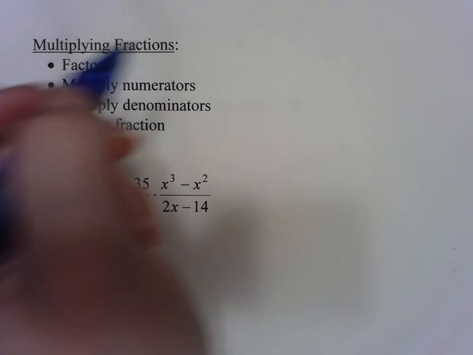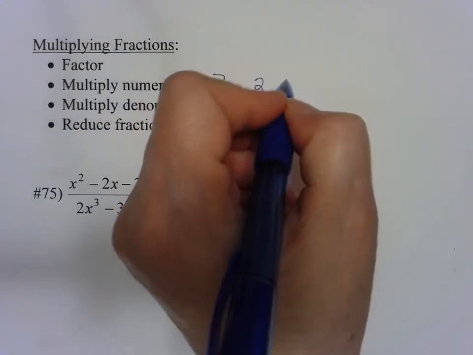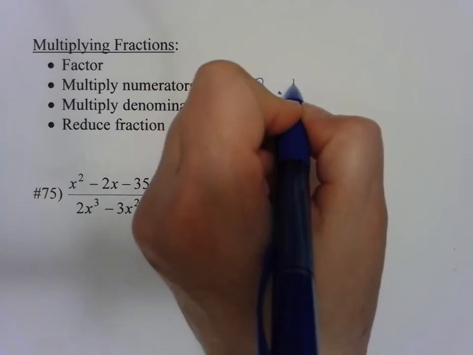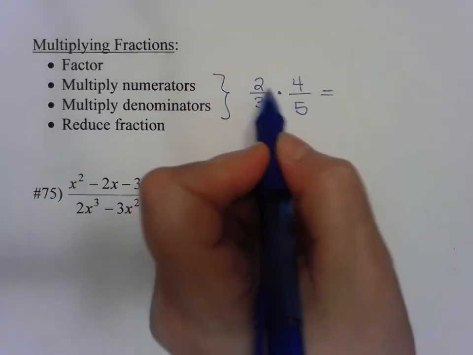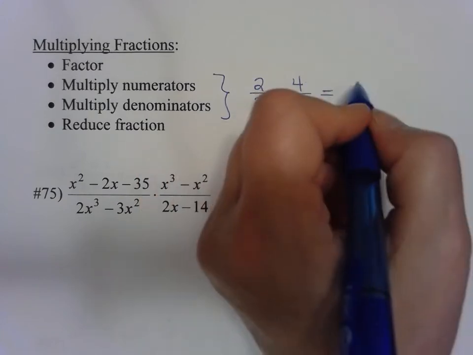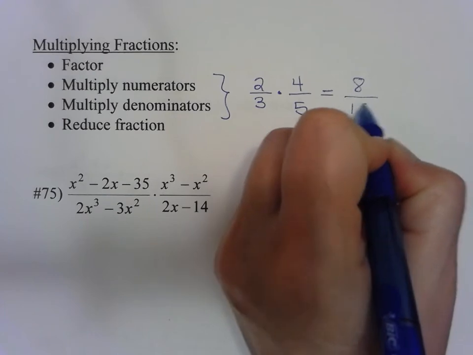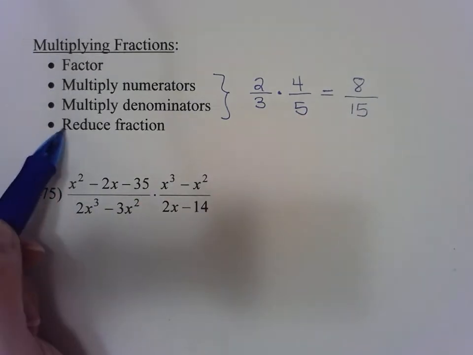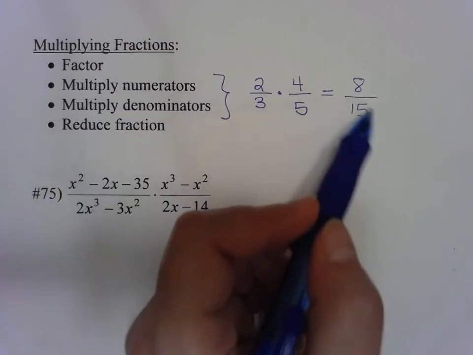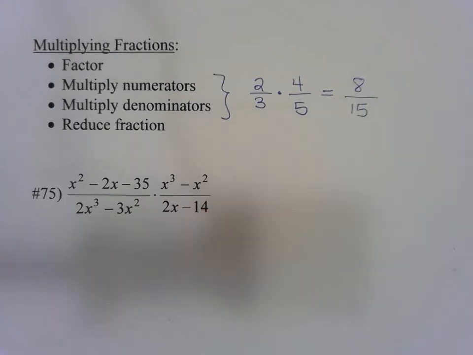So if I had 2/3 times 4/5, okay, to multiply them, I multiply the tops, 2 times 4, and I multiply the bottoms, 3 times 5, right? So I'm going to do both of those. And then from there, I'm going to reduce, right? So I'm not going to FOIL it back together at this step. I'm just going to kind of write them all together in one line.